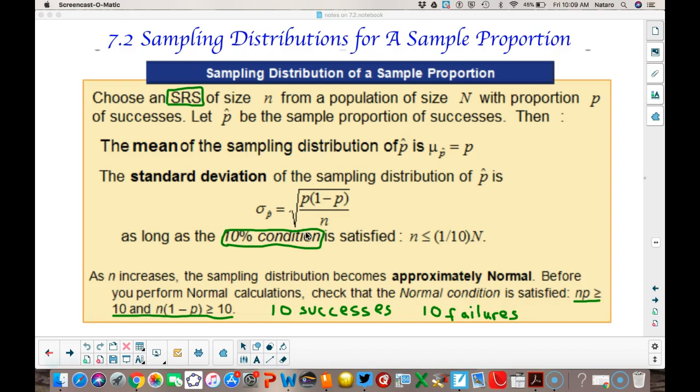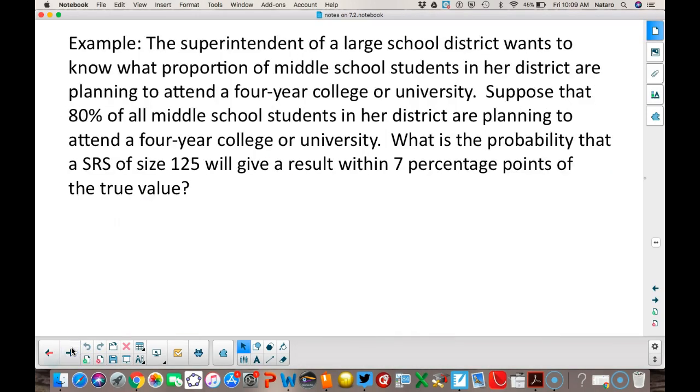And we also want to make sure that we have a sampling distribution that's approximately normal, but that would only happen if we have at least 10 successes and 10 failures. That's what this calculation is showing down here. So let's take a look at the second example, the one that's on the back of your notes.